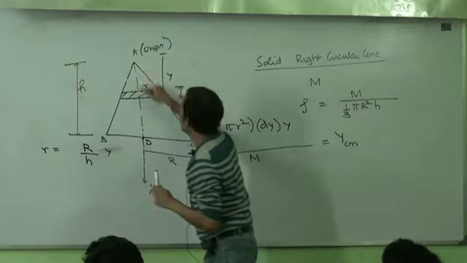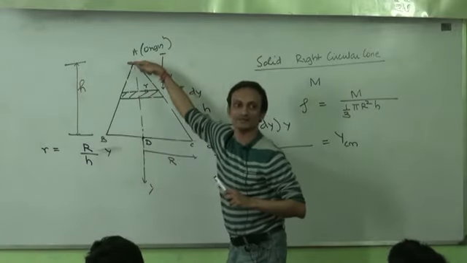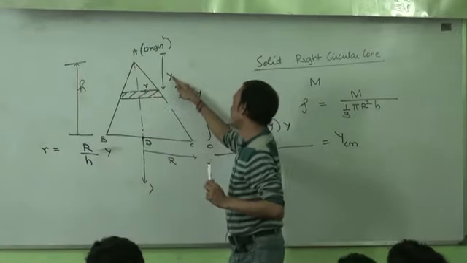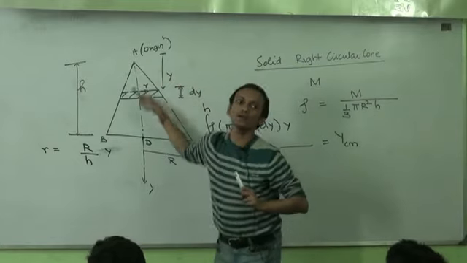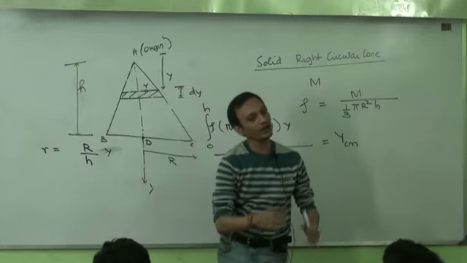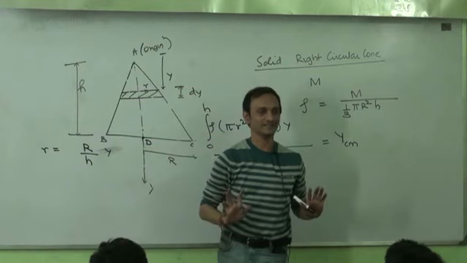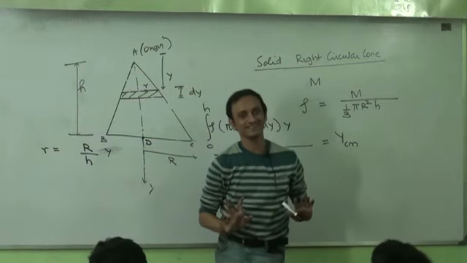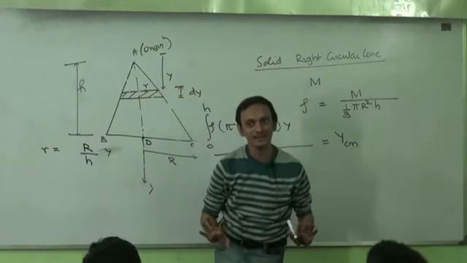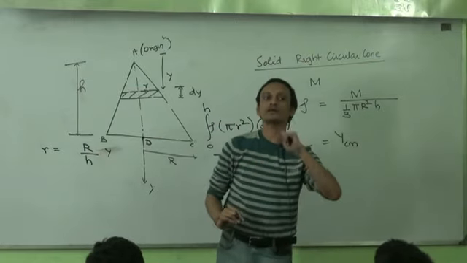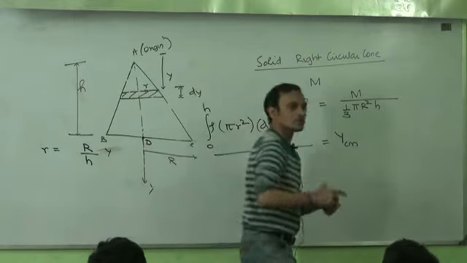This triangle is similar to this triangle. So small r by y is capital R by h. If you like it that way, I don't have a problem with that. Right? Similar triangles, ठीक है? क्यों बोल रहे हैं ये यूज करना चाहिए? पता है?